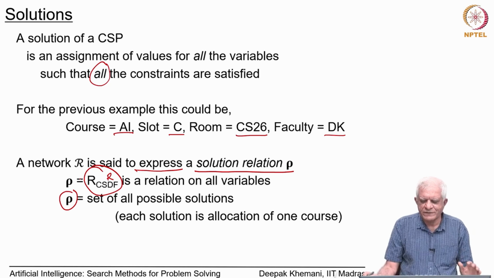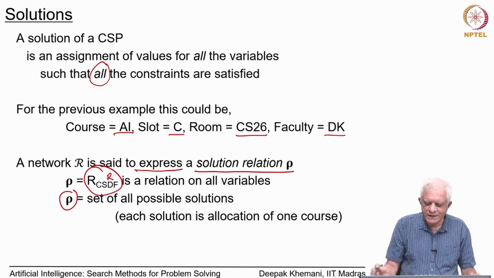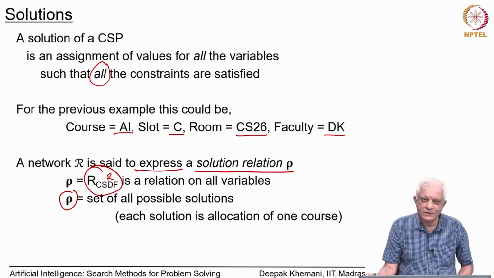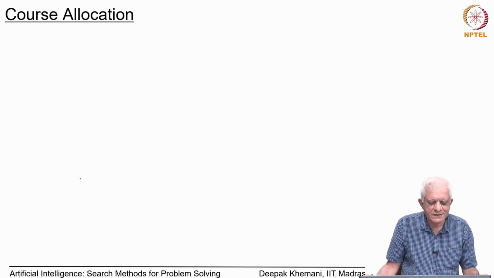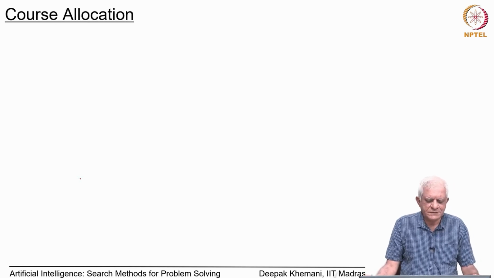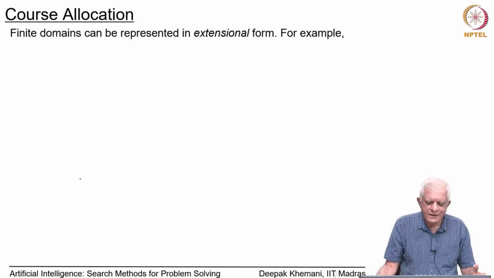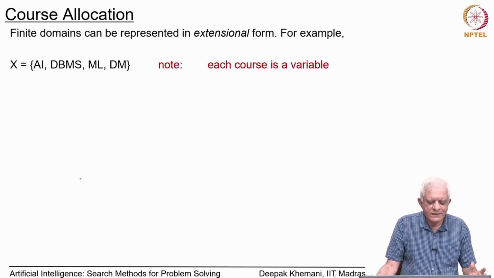In this example, the way we have posed it, the solution is just one course, as we have seen here, but we can pose the problem differently to cater to more courses essentially. So, let us try that a little bit. If you are worried about course allocation, then you might do the following: you can say that the set of variables is the set of courses.